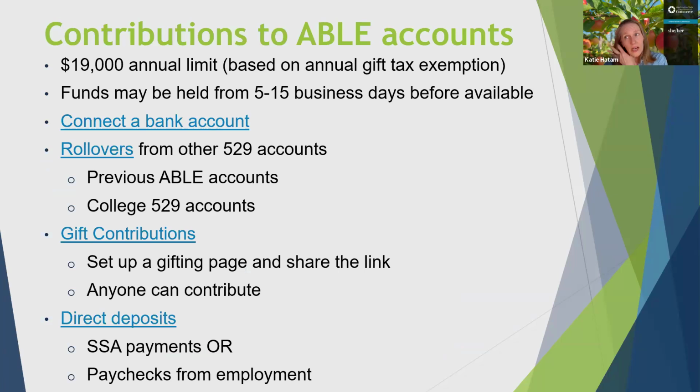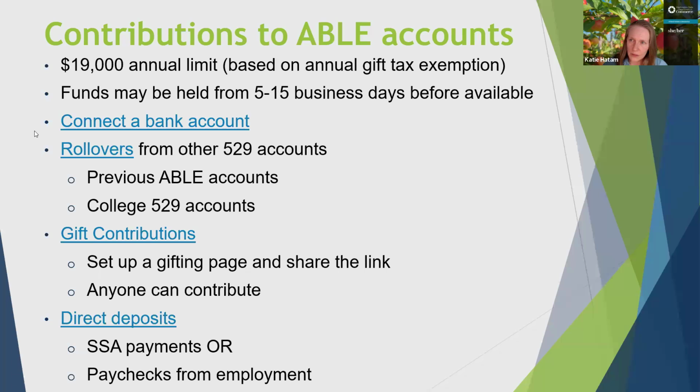So once you open an account, there are several ways you can contribute to it. I'll point out again that the $19,000 annual limit applies regardless of the type of contribution you're making to your account. Some people wonder where we get that $19,000 amount. It's based on the annual gift tax exemption that's set by the IRS, so we don't have any control over that. It's set at the federal level, and it changes yearly based on what that gift tax exemption amount is. When you open an account, keep in mind that funds may be held between 5 to 15 business days, depending on the type of contribution being made, before they're available. So think about that when you're making contributions.